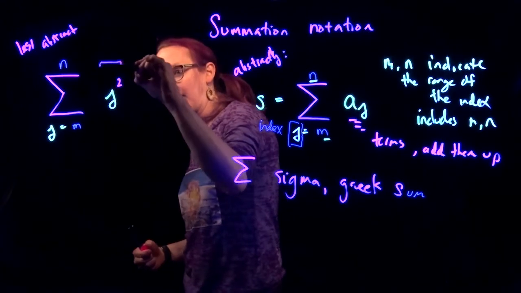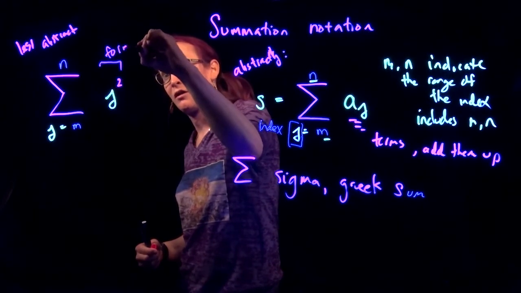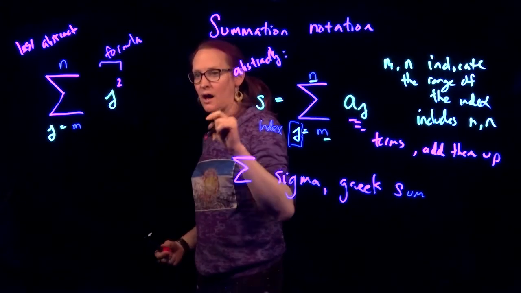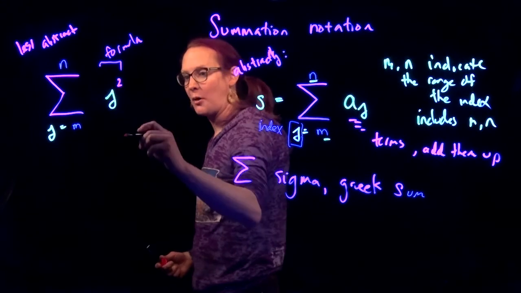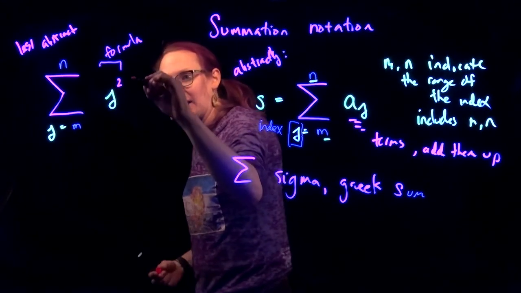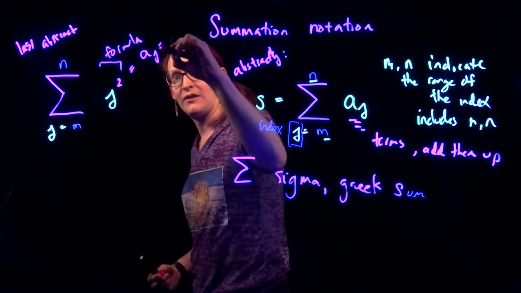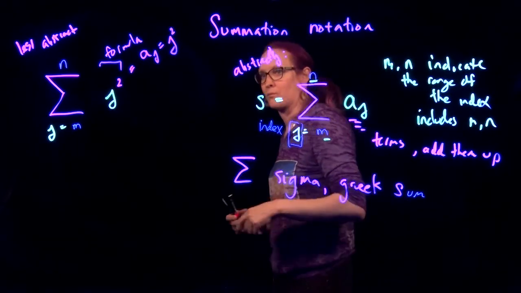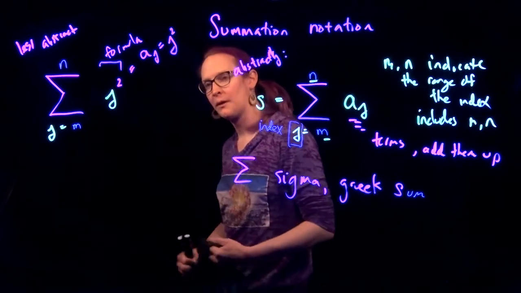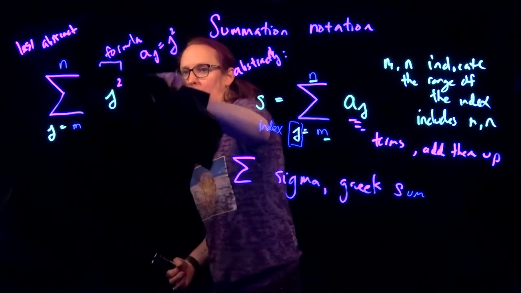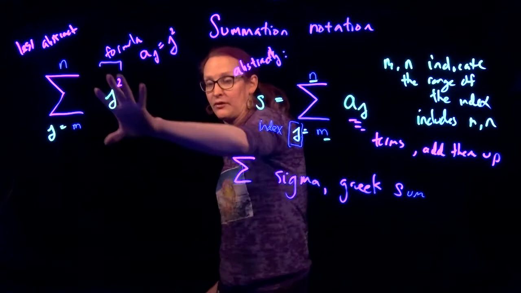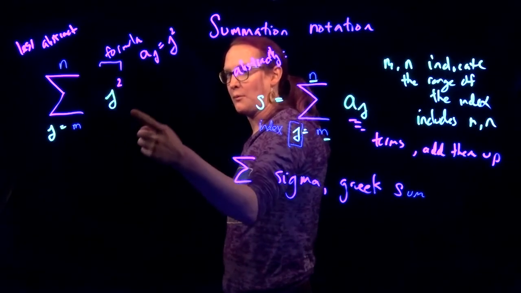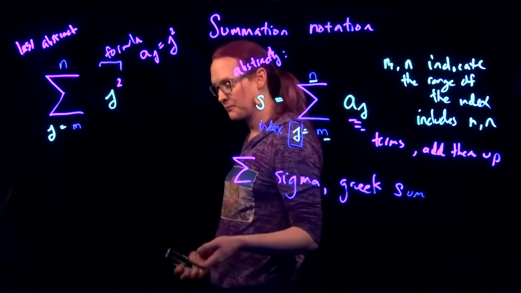because I actually have a formula right here for how to use j, right? So in this case, I would say that a sub j is equal to j squared. Okay, so in the less abstract ones like this, we'll actually have a formula for what to do with our j. So what do I do with it?